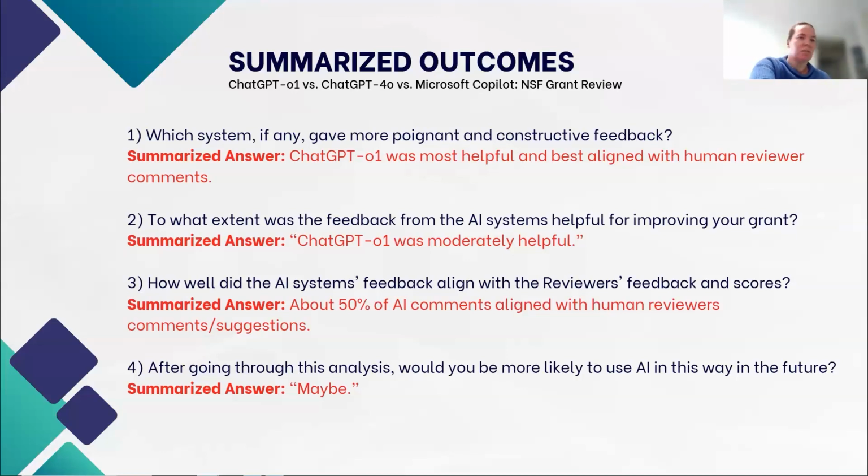I don't want to say not concerned, but less concerned than I think others might be for this particular example. Overall, about half of the comments from ChatGPT-o1 were in line with what the reviewer said. For all 3 of the AI softwares, all 3 of them came up with the one major issue that was identified by the human reviewers.